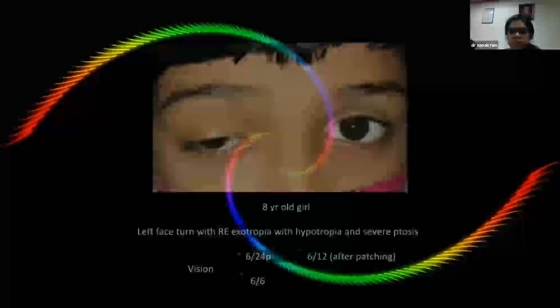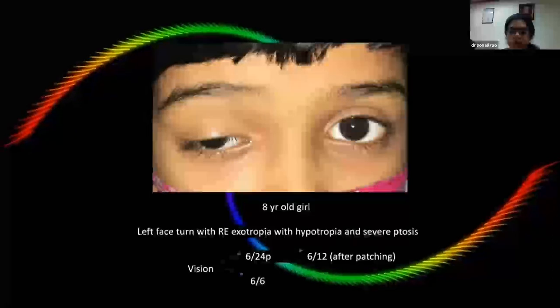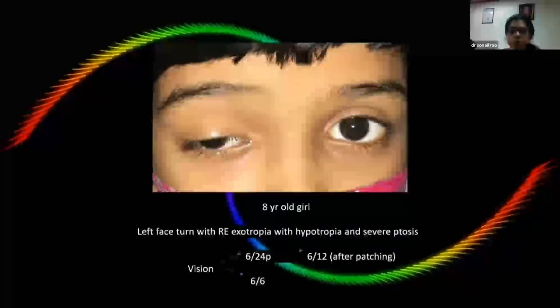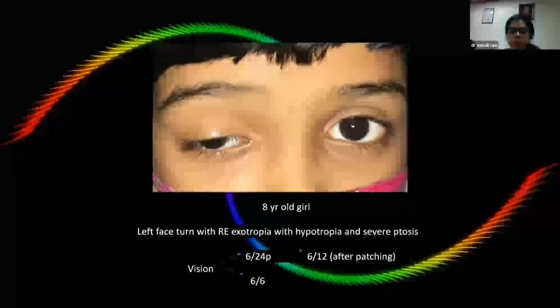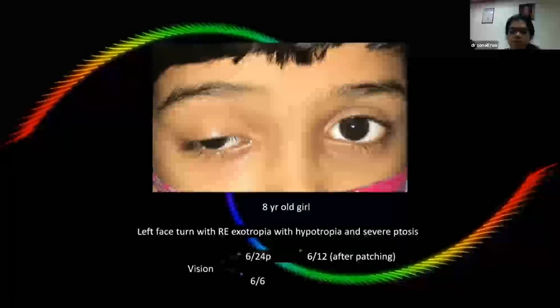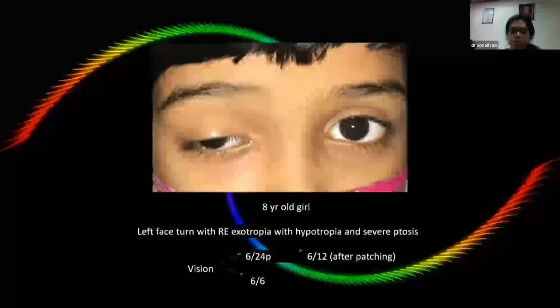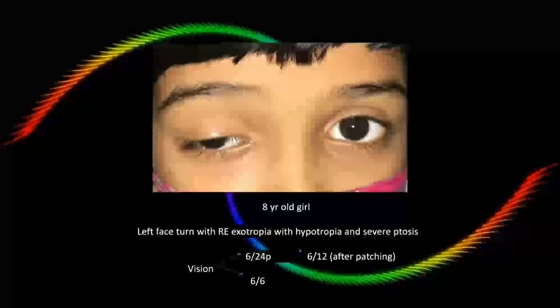In our case, an 8-year-old child presenting with right eye squinting and severe prosthesis burn, with left face turn and reduced vision in the right eye, was evaluated to find a vision of 6.4 fast in right eye, which improved to 6.12 after left vision, and exotropia with hypotropia and severe prosthesis in the right eye.